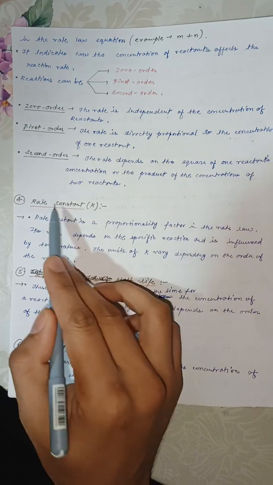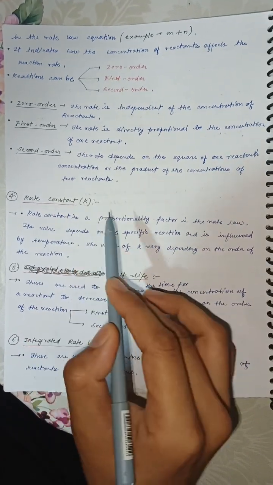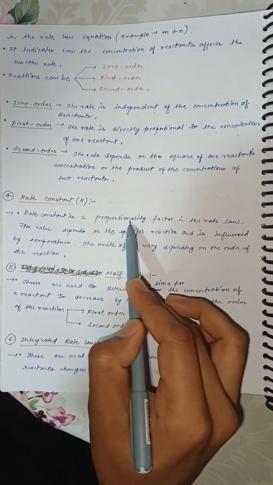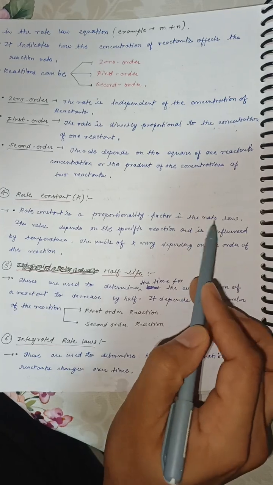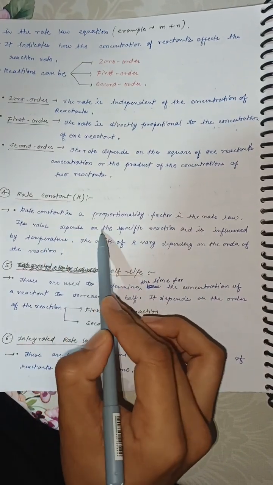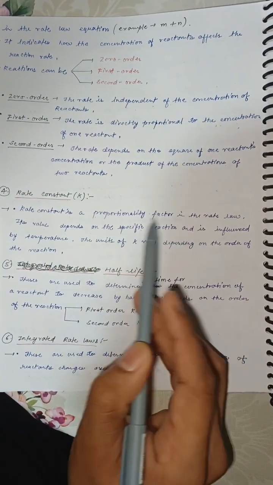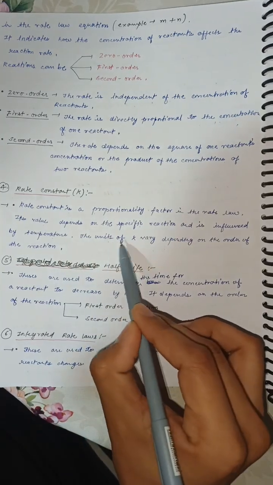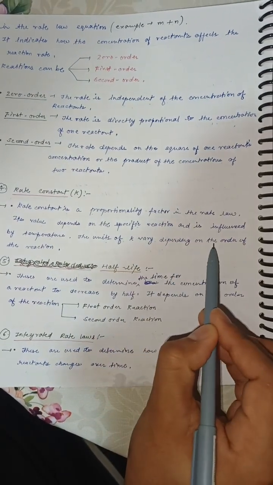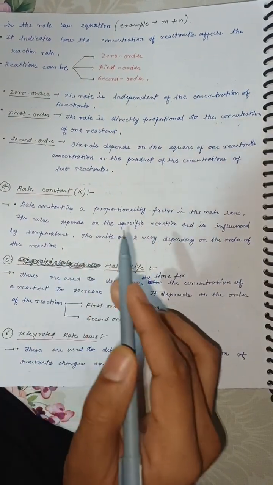Now the fourth is rate constant. It is denoted by k. Rate constant is a proportionality factor in the rate law. Its value depends on the specific reaction and is influenced by the temperature. The units of k vary depending on the order of the reaction.